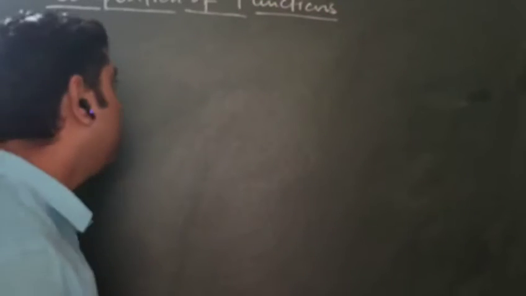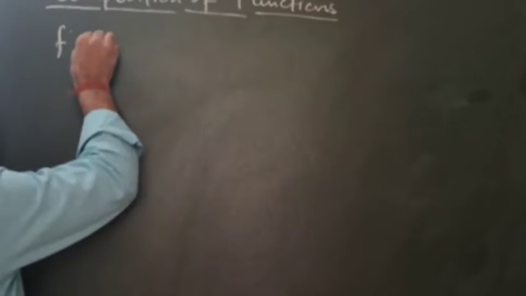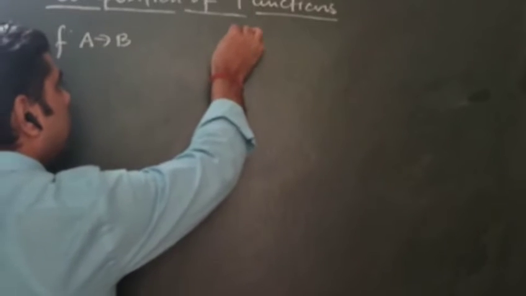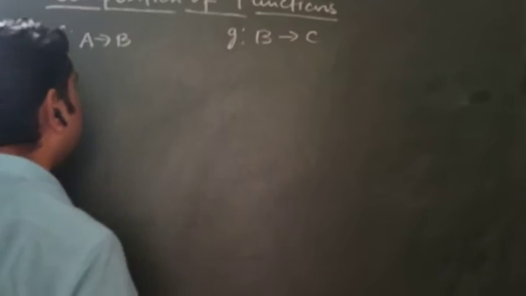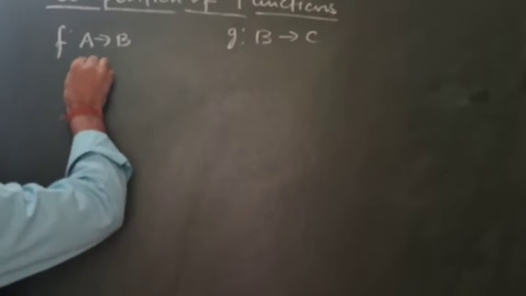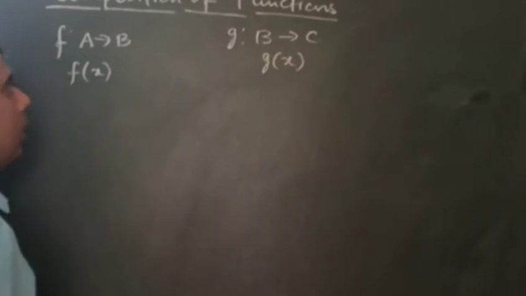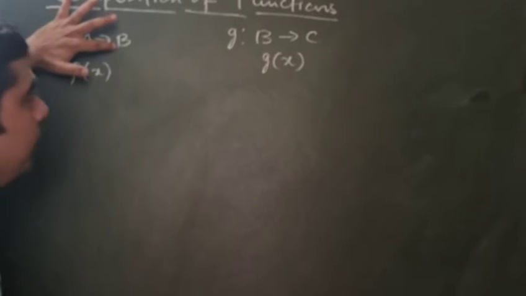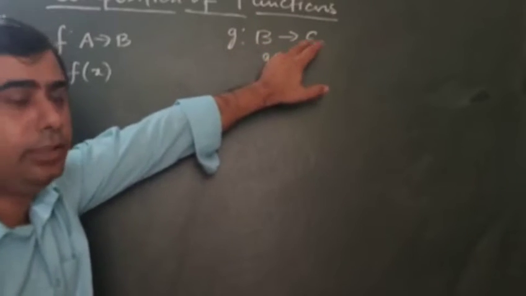Suppose there is a function f from A to B, and there is another function g from B to C. This is f(x) and this is g(x). Here you can see that the domain of function f is A and the codomain is B, and the domain of function g is B and the codomain is C.